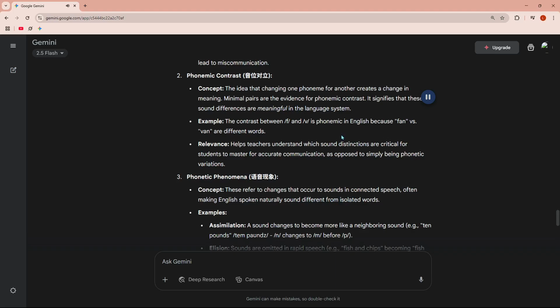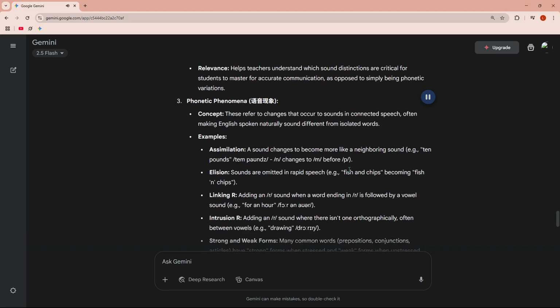This helps teachers understand which sound distinctions are critical for students to master for accurate communication, as opposed to simply being phonetic variations. 3. Phonetic phenomena (yu yin xian xiang). Concept: these refer to changes that occur to sounds in connected speech, often making English spoken naturally sound different from isolated words. Examples. Assimilation: a sound changes to become more like a neighboring sound, e.g., ten pounds becomes ten pounds with n changing to m before p.